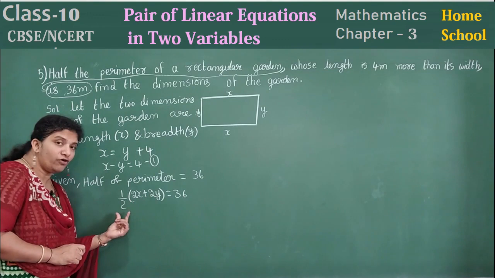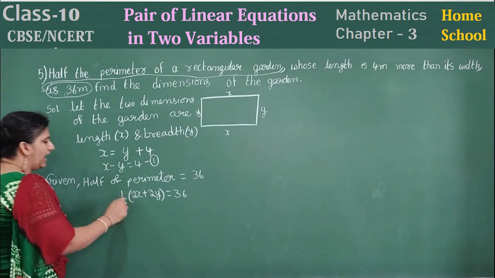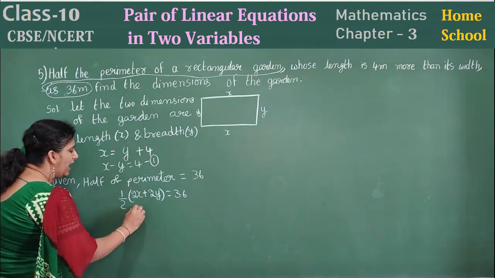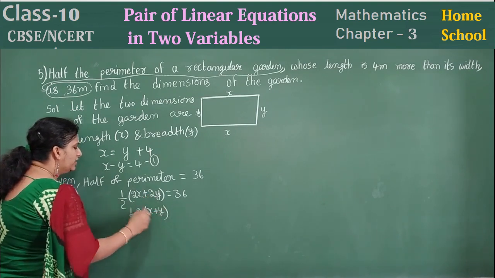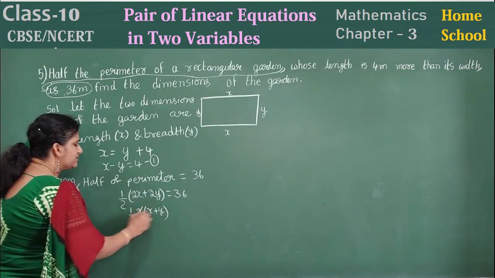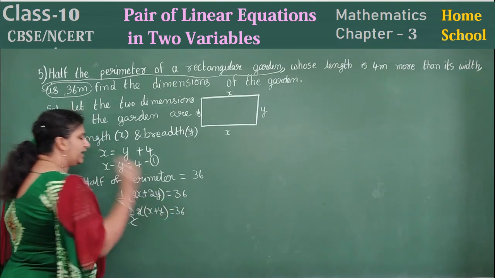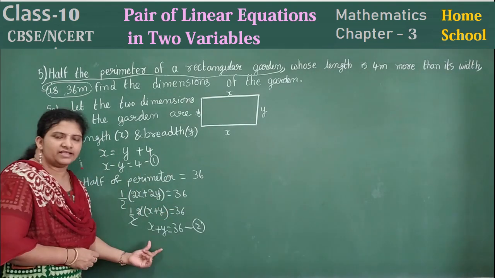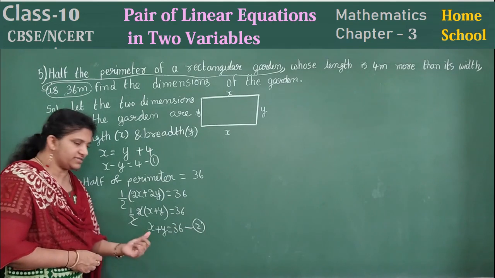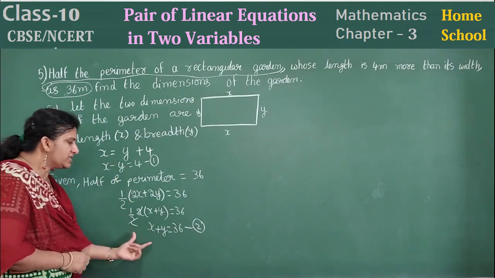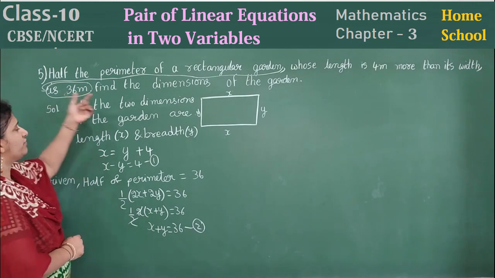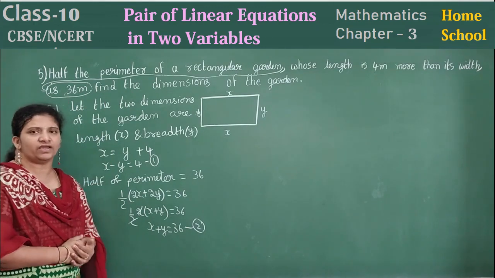So half of it, I'll multiply with half. Take 2 common: X plus Y. This 2 cancels. Is equal to 36. X plus Y is equal to 36. This is your second equation. Now we got these 2 equations. What did they ask to find? Find the dimensions of the garden.